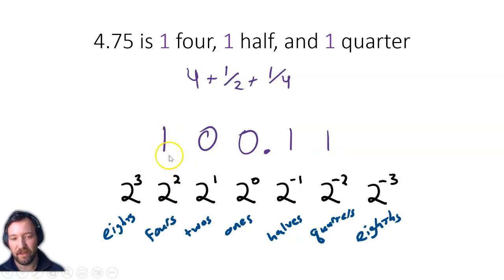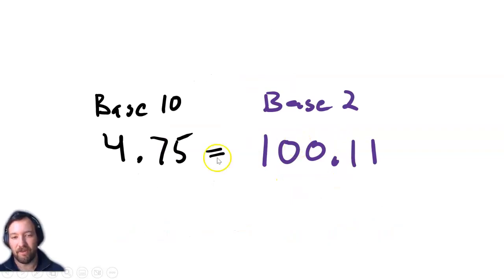Take 1 4. There's my 4. I don't need any 2's. I don't need any 1's. So that's why these are both 0's. And then I put my decimal point, right? And now I take 1/2 and 1/4, right? So writing it all down here, base 10, 4.75 looks like 100.11 in binary. And again, it's just looking at each place value. There's the 4's place value where there's a 1, there's no 2's, no 1's. There is 1 1/2, and there is 1 1/4, because a half plus a quarter is 3/4 or 0.75.